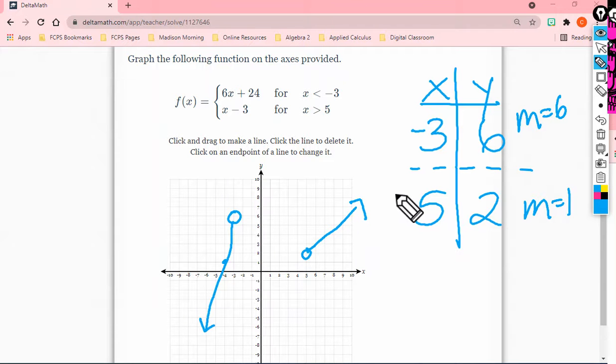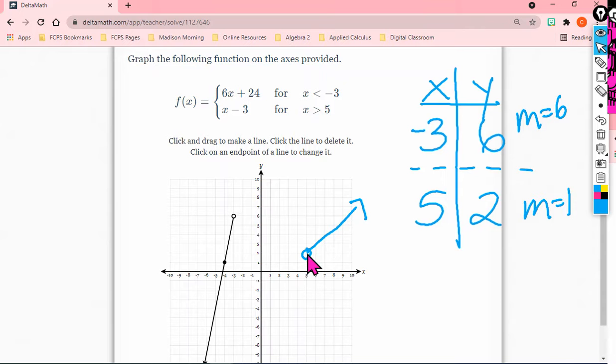Now I'm actually going to click the buttons and do it. Click and drag to make a line. Click the line to delete it. Click on an endpoint of a line to change it. So I'm going to click here, click and drag. I feel like this needs to be open. I'm going to erase this part because I've got this. Now I do need to have an arrow, so I'm just going to keep clicking it and see if I get an arrow. Oh, there it is. It gave me an arrow. Great.